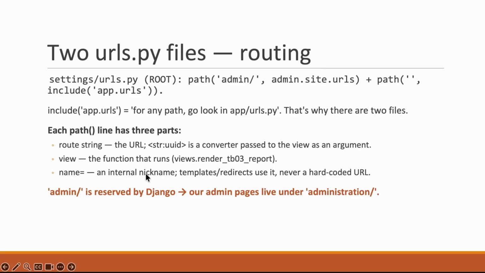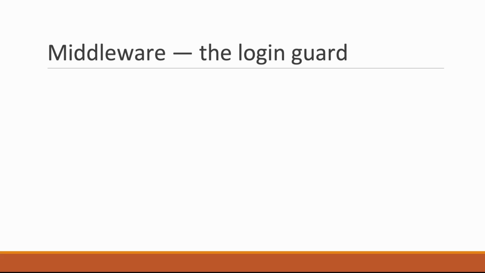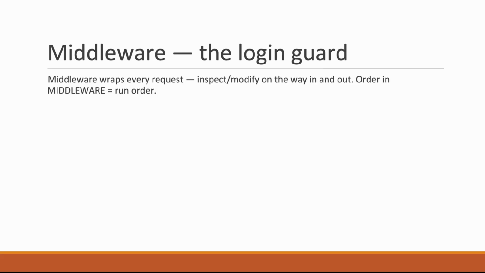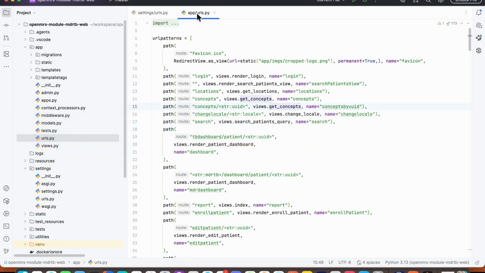So name is basically your internal tag which is used to identify the paths themselves. This is your URLs, and then middleware guards the login. So what does middleware, our own middleware, do?